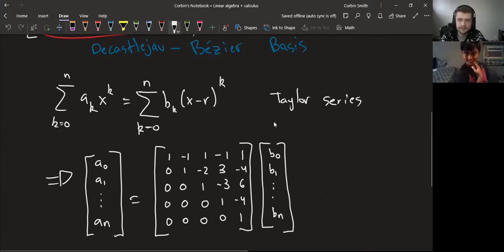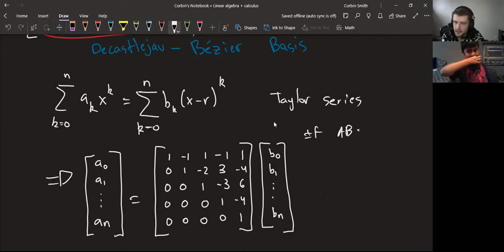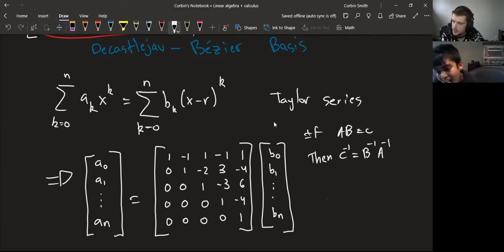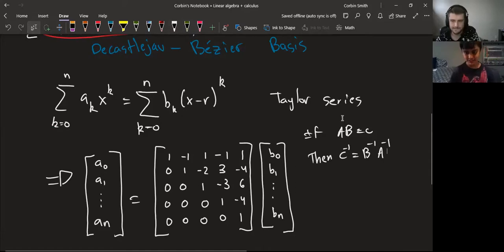So if AB equals C, then C inverse is equal to B inverse A inverse. Wait, is B inverse A inverse also equal to C? No, it's equal to C inverse. Is B inverse A inverse equal to C inverse? Can you reverse the equality? Yes. The equalities are reversible by definition. Okay, but it just looks nice because it's all backward.